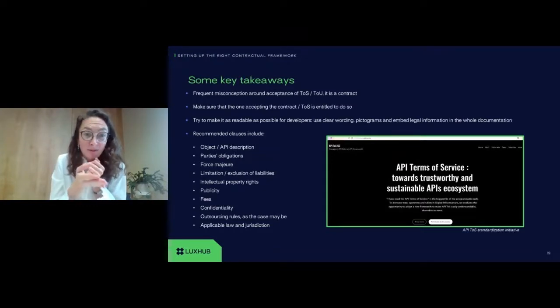Important point, Amaia mentioned it: IP rights and governing law. Very important, because the jurisdiction and particularly the applicable law will determine whether or not you have copyright on your API.